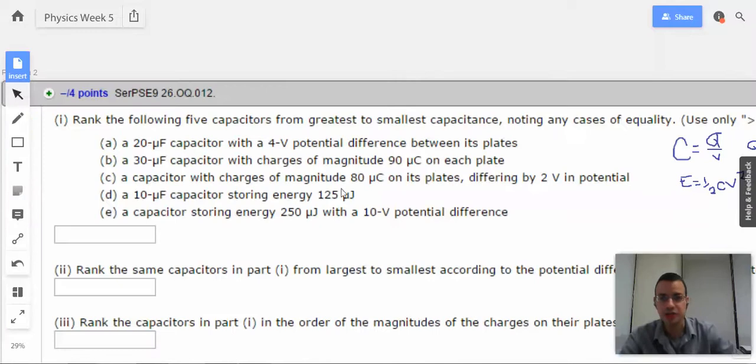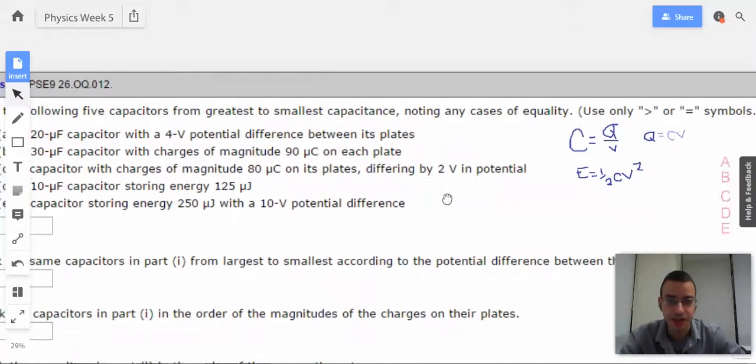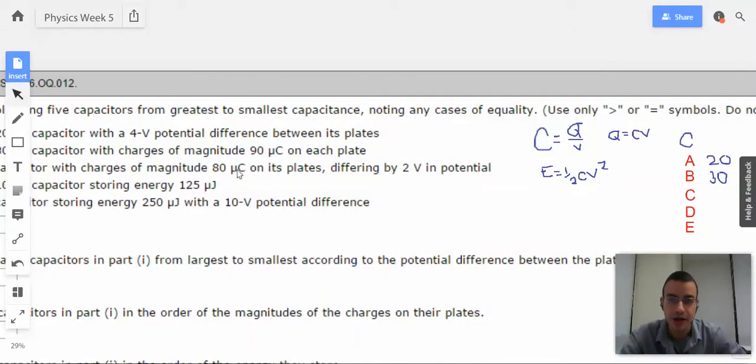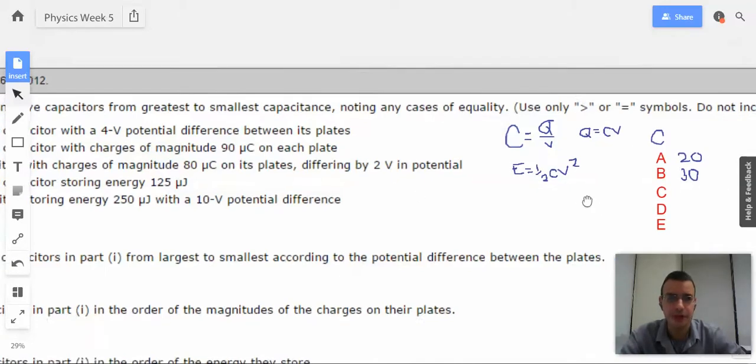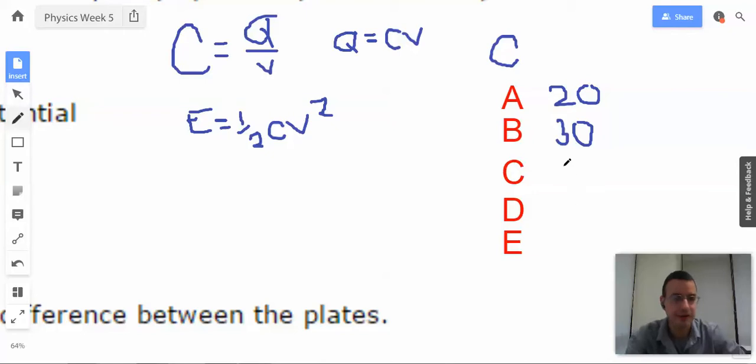Capacitor with charges. Okay, so this one gives us charges and voltage. So we need to do 80 times 10 to the negative 6 divided by 2. Oh, I can do that in my head. That's 40 microfarads.